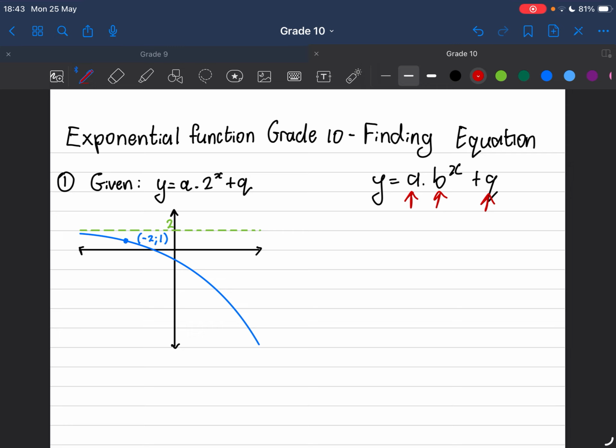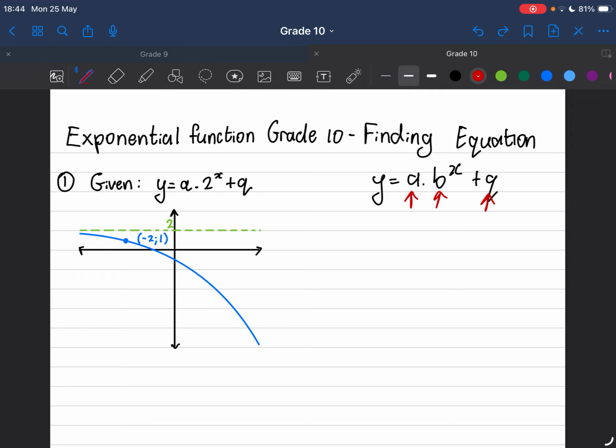Now, in some cases, like number one here, they give you one of these values. Here they give us a value of q. So this is the first case, and I'm going to show you how to solve it now. There's still a second case where they could have given you the value of a, and a third case where they don't give you anything. Let's check how we're going to do the first one.